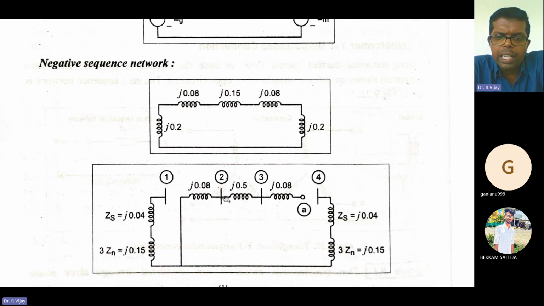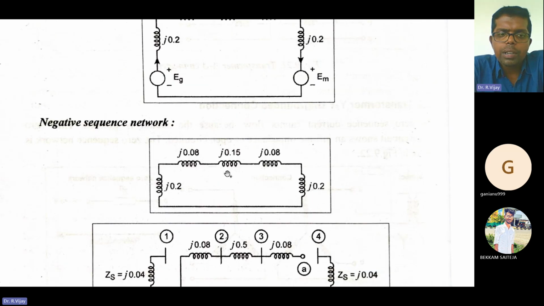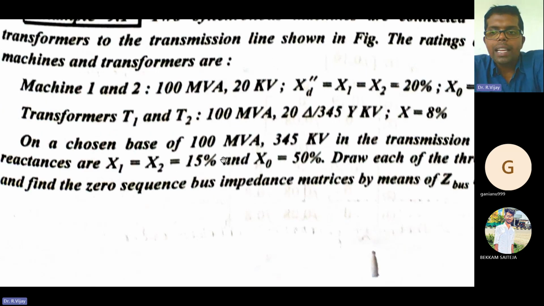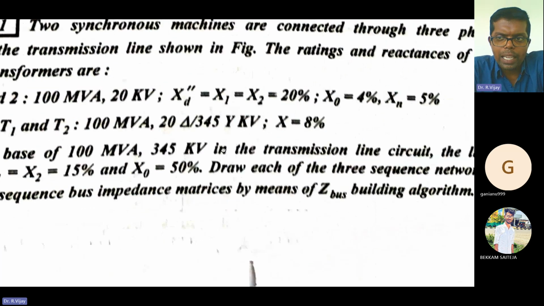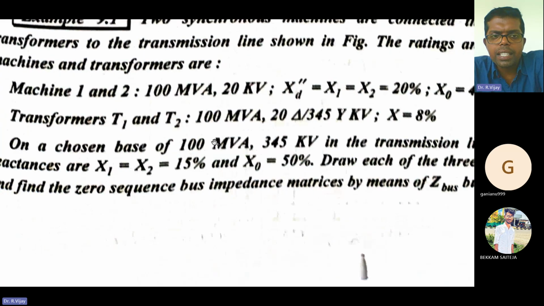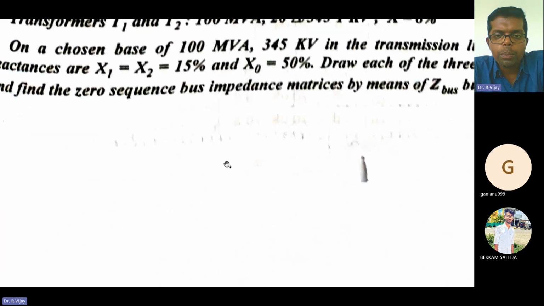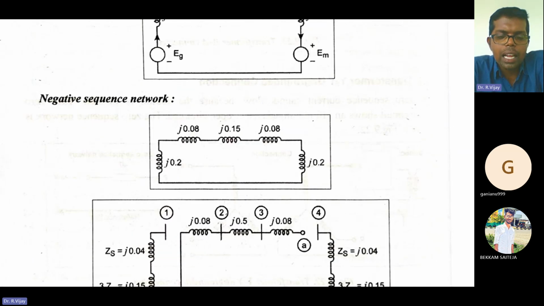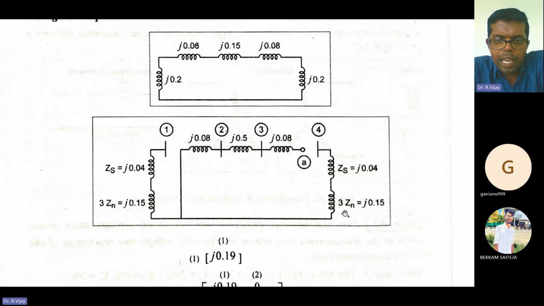You need to be very careful while drawing the positive sequence, negative sequence, and zero sequence. You need to clearly see the problem data. If you miss this, automatically the whole problem goes wrong. So always see the problem data clearly. X1 is mentioned, X2 is mentioned, X0 is mentioned, Xn is mentioned, everything is mentioned in the problem itself. So this is the network diagram for the zero sequence network.